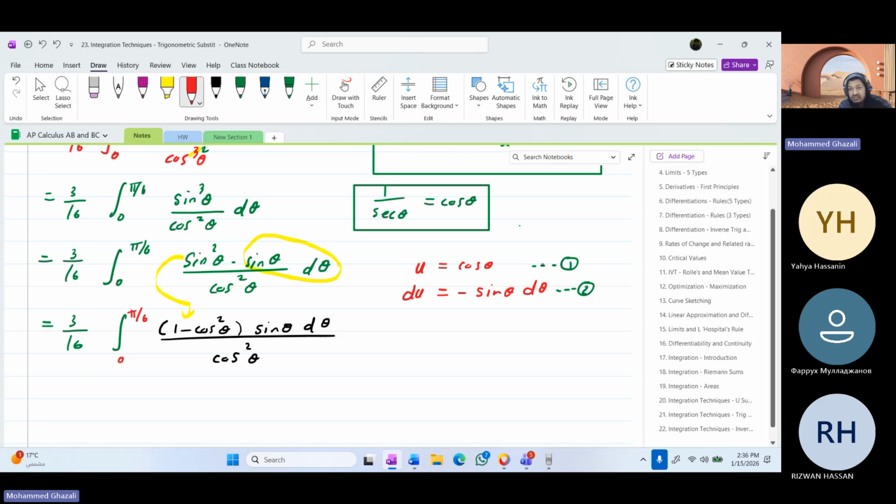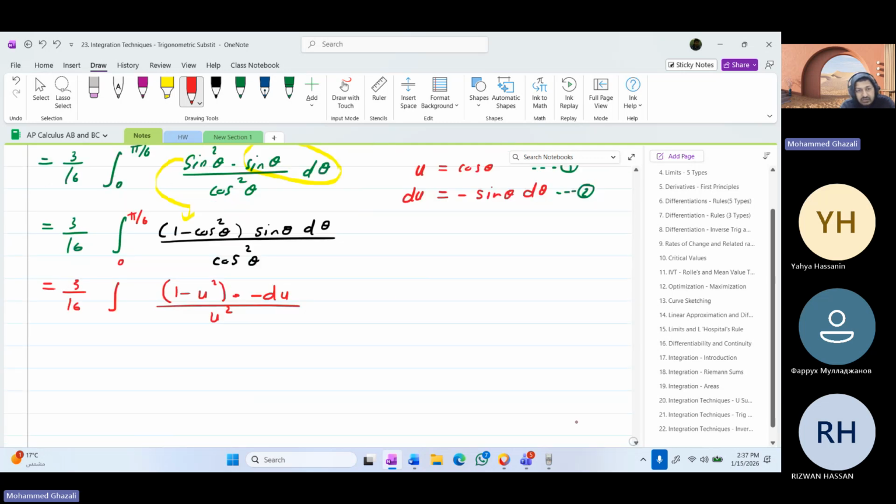Now I'm changing the integral, substituting equation 1 and equation 2 inside here. So what is 1 minus cosine squared? Cosine is u. So that's 1 minus u squared times sine theta d theta, which is negative du, multiplied by negative on both sides. So that's negative du over u squared. And this is a basic integral to solve, right?